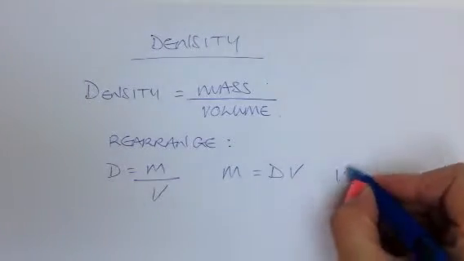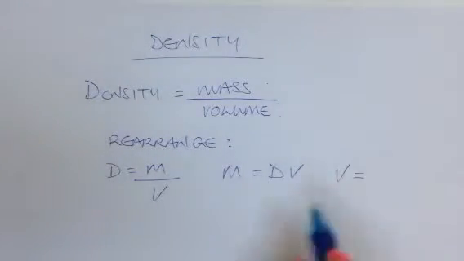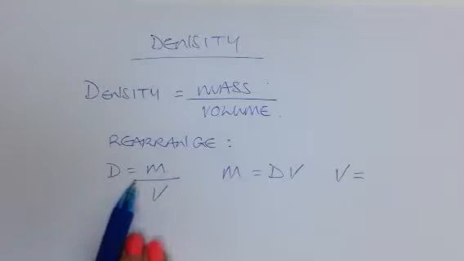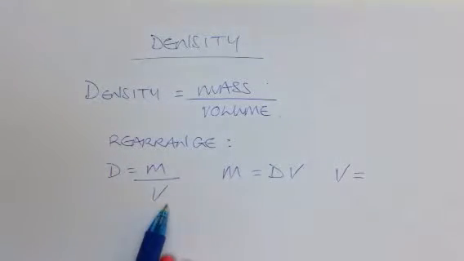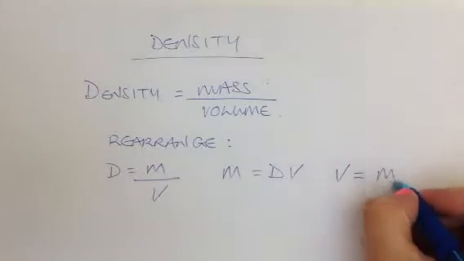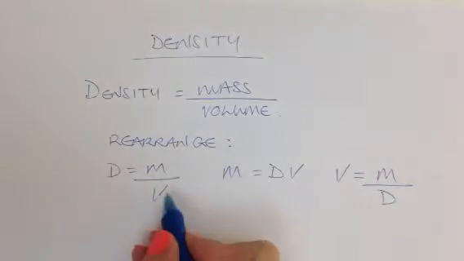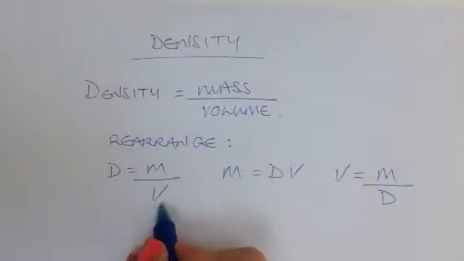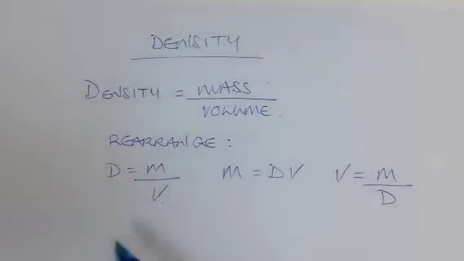Say we want to solve for volume. Here we have volume, and to solve for volume we need to put it on the top, right? So that means we need to multiply both sides by volume and then divide both sides by density. So volume goes up here and density goes down here. That's how we rearrange to solve for all three variables.